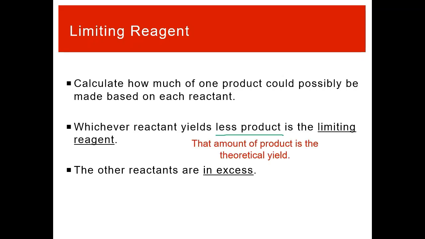And I forgot to mention, that amount of product is the theoretical yield. That's why I use it this way, because you get the theoretical yield for free. That lower amount of product is the limit. A lot of times we look at that higher amount and use that, but that is what we could make with our excess reagents, but we run out of the limiting reagent. These will be left over. You could make more product with that ingredient, but you don't have your limiting reagent. The other ingredients have run out.